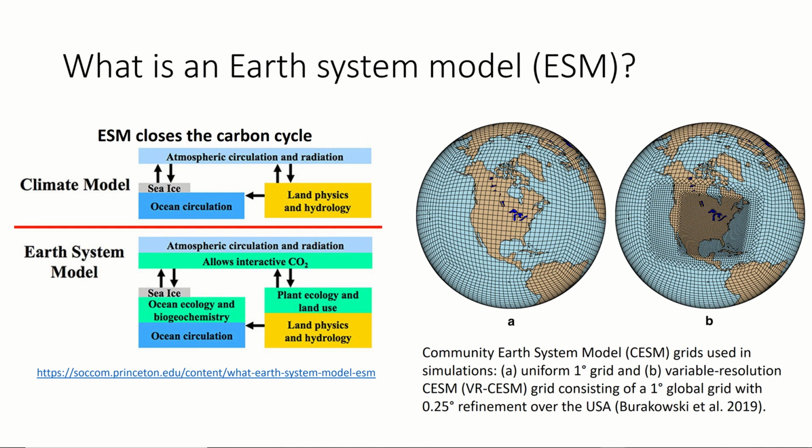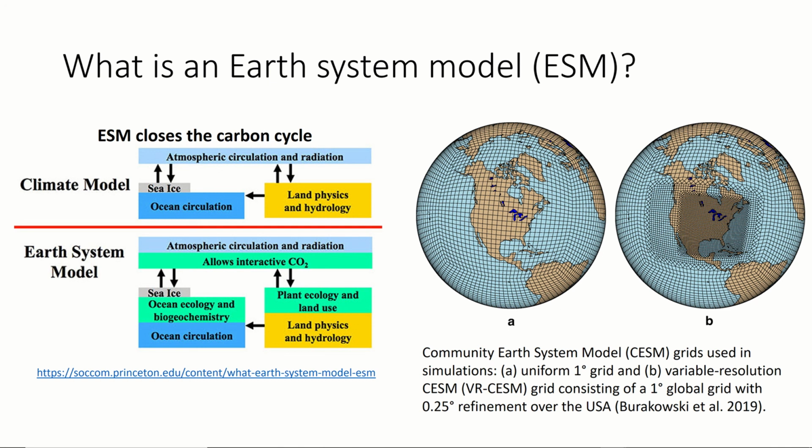Earth system models, generally or traditionally up to CMIP5, were just coarse models. So this example here shows a model with a uniform grid, like 1 degree by 1 degree. That's like 100 kilometer by 100 kilometer. But now with CMIP6, as I will show later, this is not the case anymore.